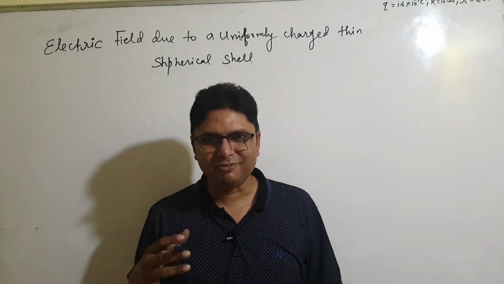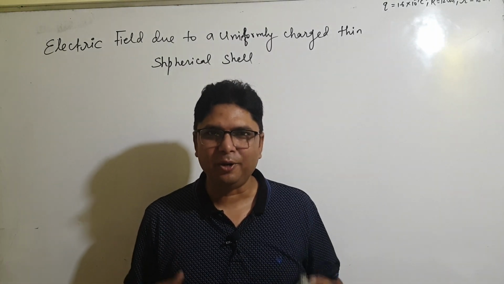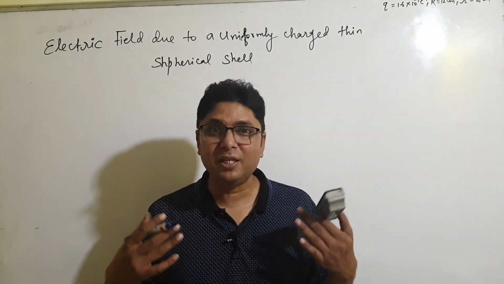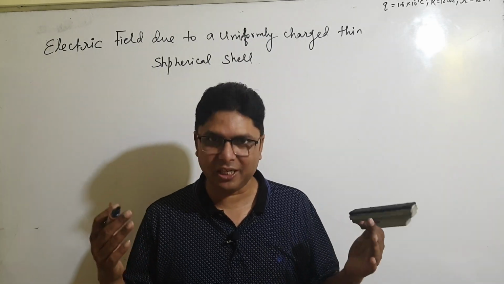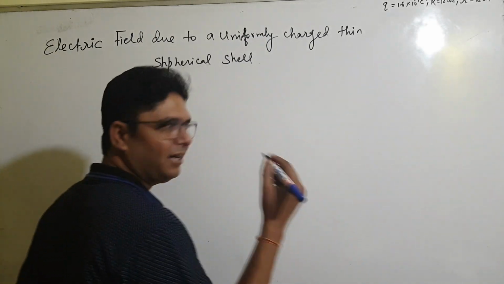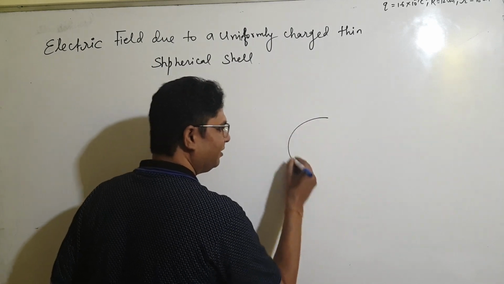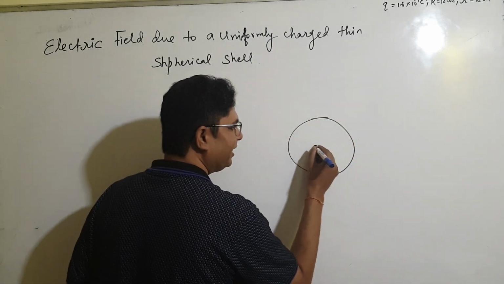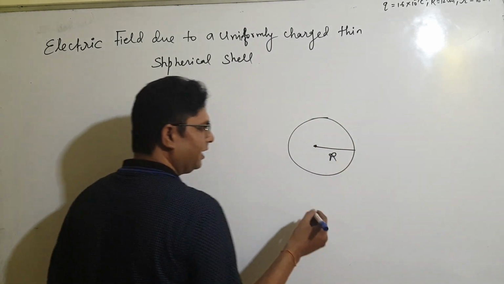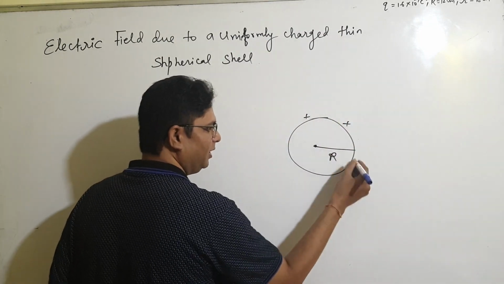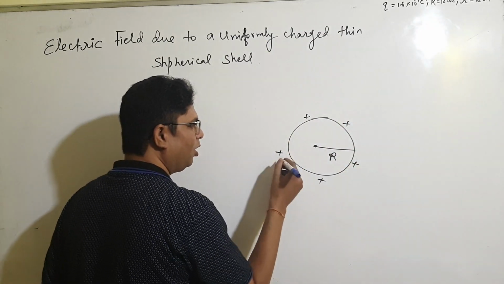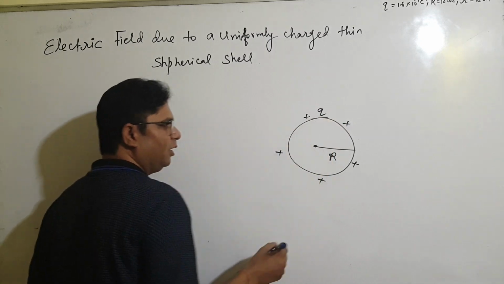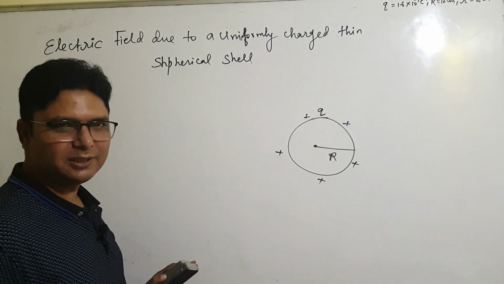Friends, let's find the electric field due to a uniformly charged spherical shell. Let us have a spherical shell of radius capital R. Let us place a uniformly distributed charge Q on the surface. Now there are three cases.